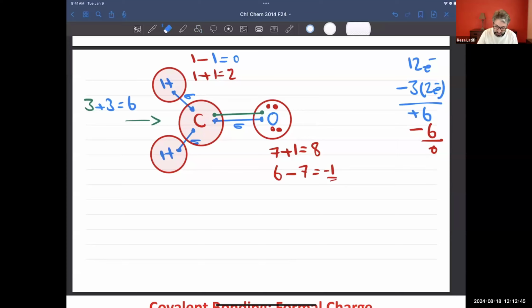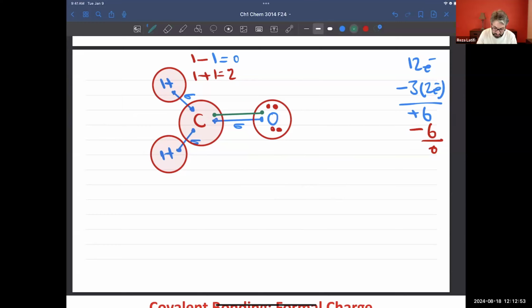Now I need to redo the calculation, whatever I wrote. The first bond is sigma, the second bond is pi. Is oxygen active? I see 6 electrons. We made 2 bonds, so it's active. What's the formal charge? Oxygen is a group 6. I see 6 electrons around it, so the formal charge is 0.